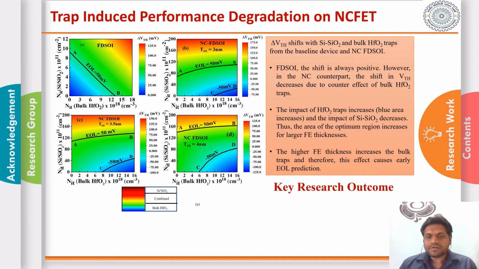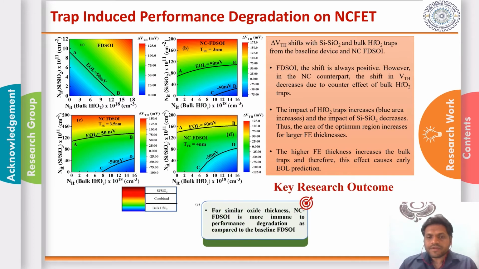These are the key research outcomes. For similar oxide thickness, NCFGSY is more immune to performance degradation as compared to baseline FGSY. If the ferroelectric thickness increases, the impact of bulk HfO2 traps increases, and polarization switching happens. Due to this, NCFGSY shows higher performance degradation, and therefore it restricts using higher ferroelectric thickness for optimizing the performance.